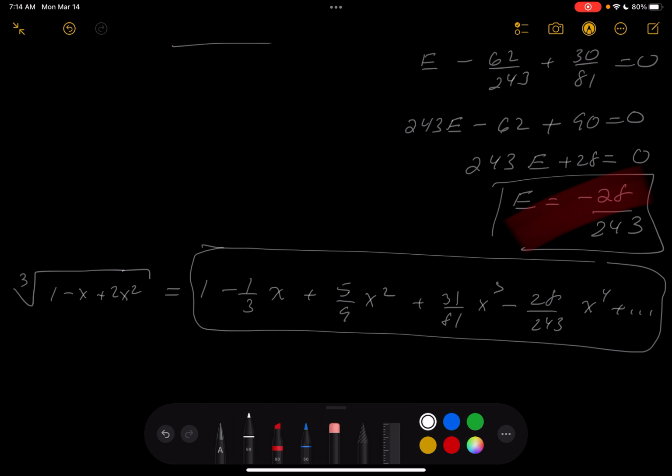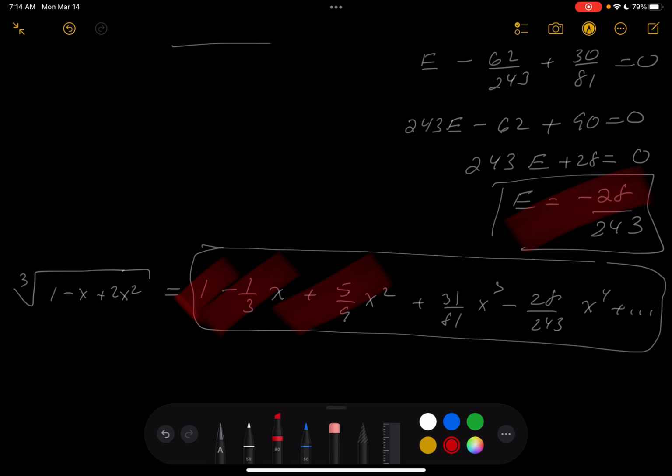They said to at least 5 terms. We got that. And again, check the key. Is that in the key? It certainly is. 1 minus 1/3 x, 5/9 x squared, 31 over 81 x cubed, minus 28 over 243 x to the fourth. They did go in an additional place. You don't need to do that. It says at least 5, and you got 5, and you're done. Thank you.